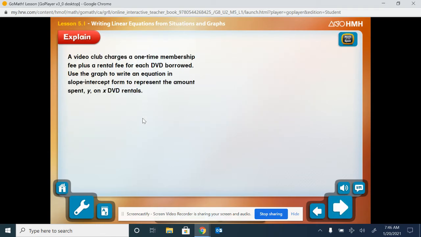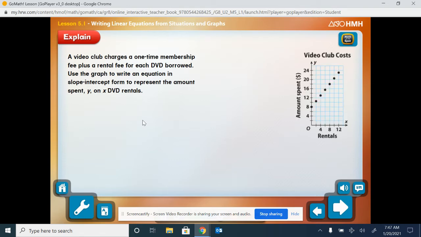A video club charges a one-time membership fee plus a rental fee for each DVD borrowed. Use the graph to write an equation in slope-intercept form to represent the amount spent, y, on x DVD rentals. You can use information presented in a graph to write a linear equation in slope-intercept form. Let's begin by finding the slope. Two points that can be identified on the graph are (0, 8) and (8, 18). Use these points to find the slope, first as a fraction, and then as a decimal.